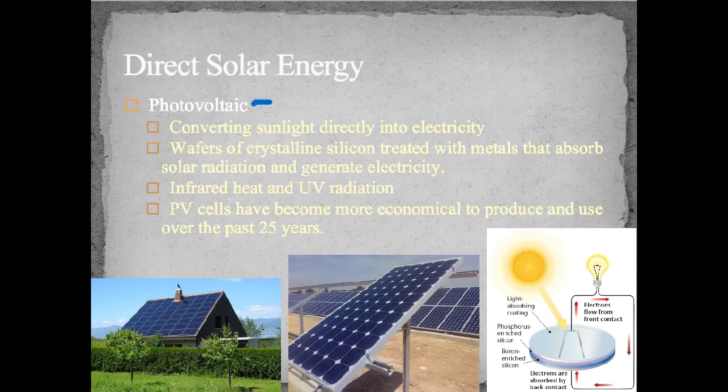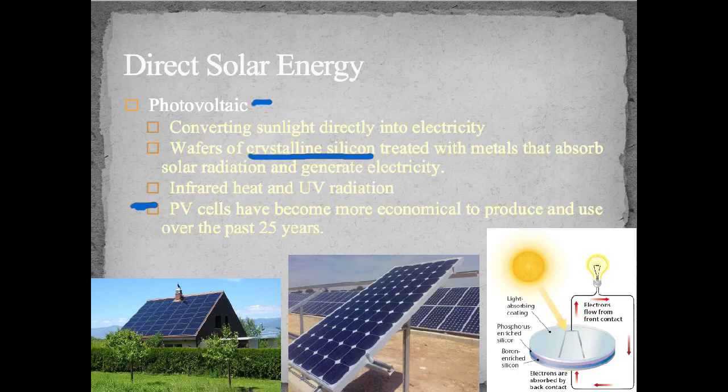Another type of direct solar is photovoltaic, the solar panels that have a bluish color and look like they have wafers or combs in them, almost like a honeycomb. This converts sunlight directly into electricity. The wafers are crystalline silicates treated with metals that absorb solar radiation and generate electricity. PV is the abbreviation for photovoltaic, and it has become more economically feasible to produce and use over the past 25 years. So they've become much cheaper.